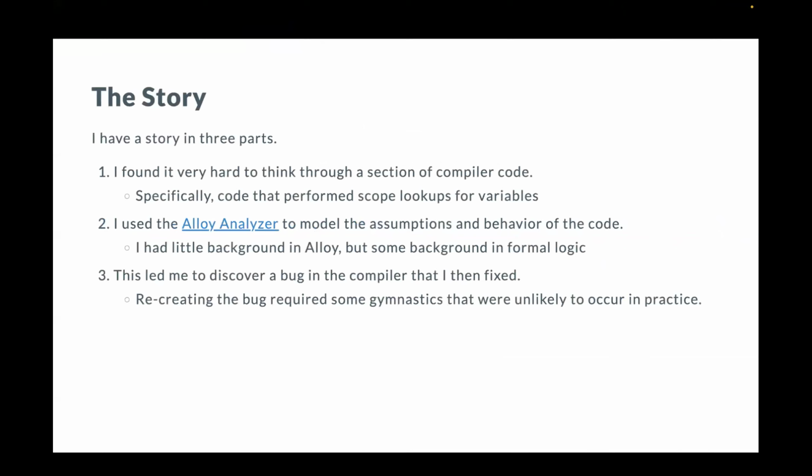The first is that I found a piece of compiler code that I was having a lot of trouble thinking through. In particular, this was a piece of code that handled scope lookups of variables and functions. So what I did is use the Alloy Analyzer to model my assumptions about the code and the code's behavior. I had no background in Alloy, but I had a little bit of background in formal and temporal logic, which definitely helped.